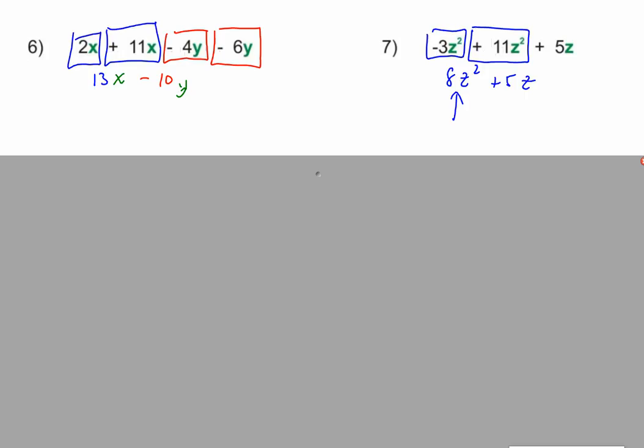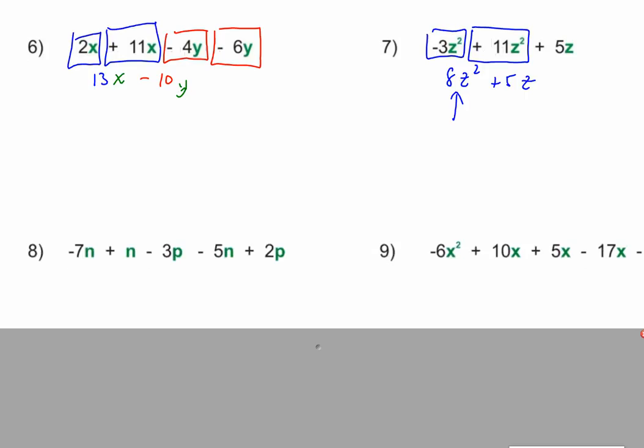Right? So, that's correct. That is the answer: 8z squared plus 5z. Can't go any further on that because they're not like terms. Hey, they're both z's, that's good, but the exponents don't match. It's got to be both. Okay, variables have to match, exponents have to match. Okay, a couple examples left.